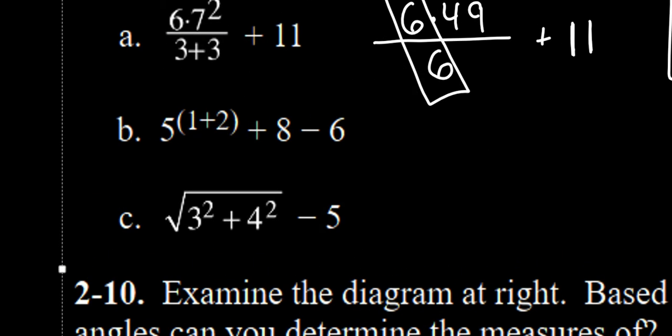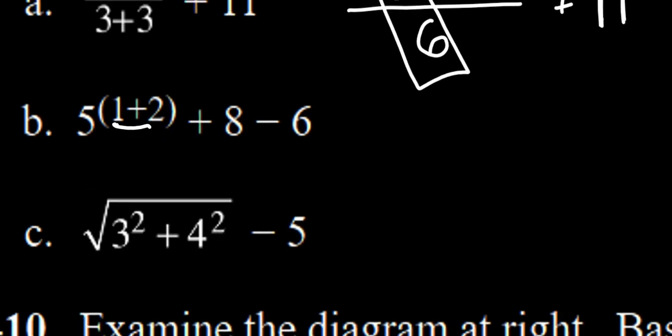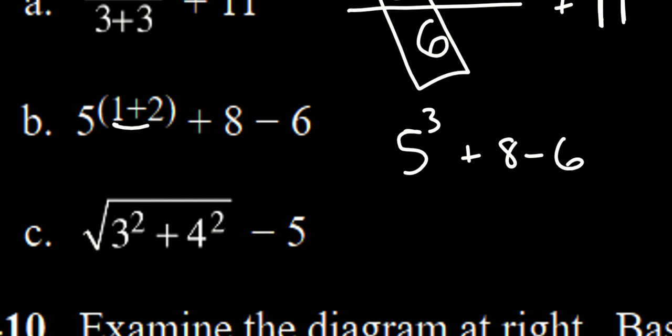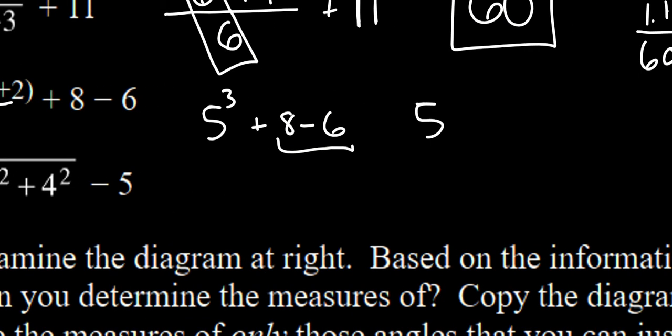Okay, next one. I've got 5 raised to the power of 3. 1 plus 2 is 3. So I've got to evaluate those parentheses. That's the number 3. So this is 5 to the 3rd power, and then I'm going to add 8 and subtract 6. I can combine these right now. An 8 and a -6 is going to be a plus 2. So this is going to be 5 cubed plus 2.